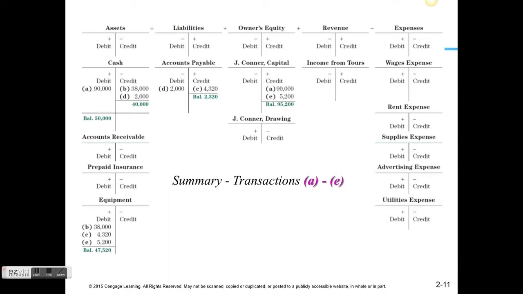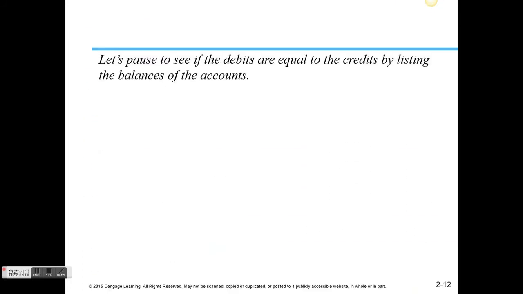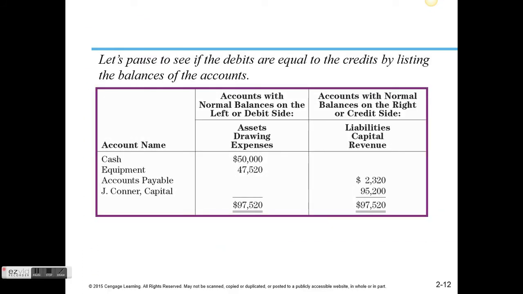This is what we call a summary of our transactions. Every T account that was impacted by our journal entries or our transactions is listed. They're all footed, so that way we know where our balances are. The problem is that we need to make sure that our debits and credits do equal. So we can run through this little exercise here, or we'll do a trial balance, which we'll get to in another slide, to ensure that our debits and credits do in fact equal.